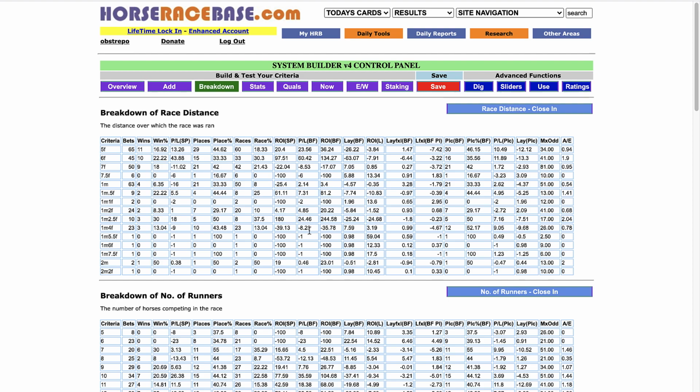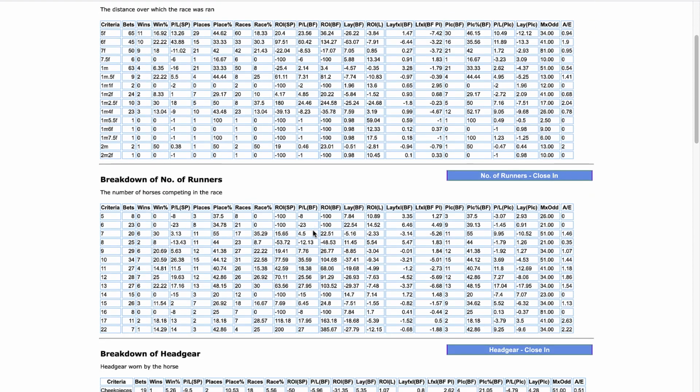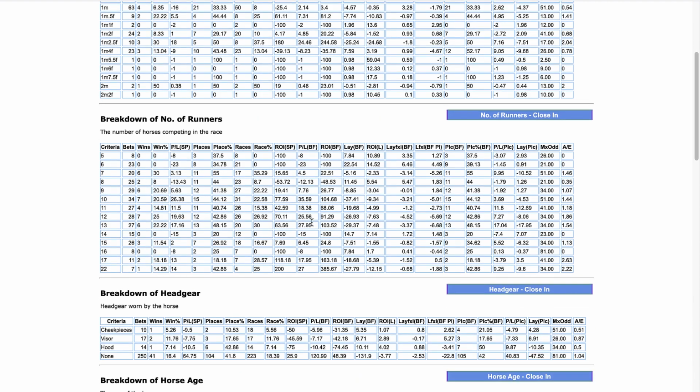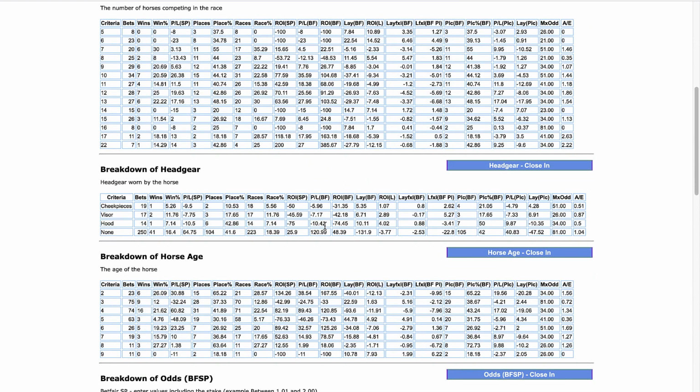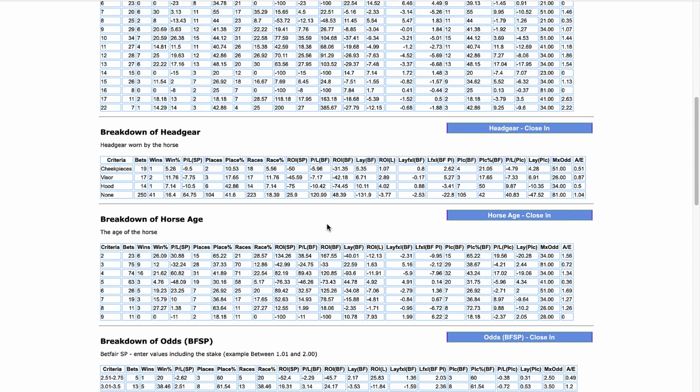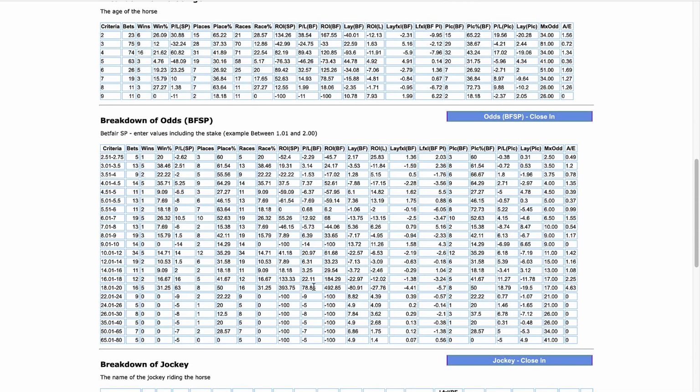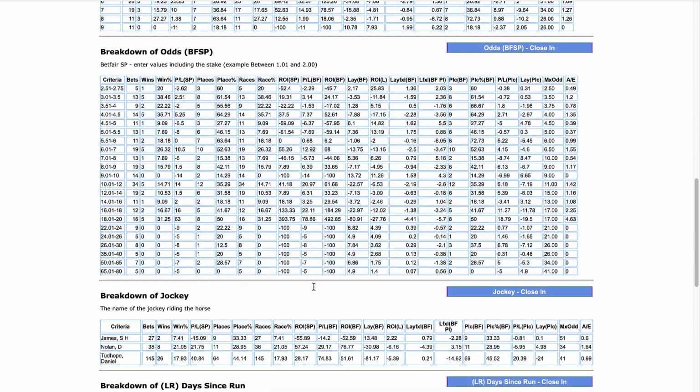But anything 1 mile 4 and above does look like it could be worth excluding. The number of runners still looks quite significant. Anything less than 9 runners, that's looking like a quite profitable filter to include. Definitely there with the headgear. So the age was significant, less than 9-year-old. And the Betfair SP below 20.